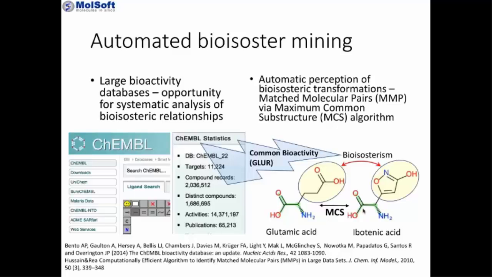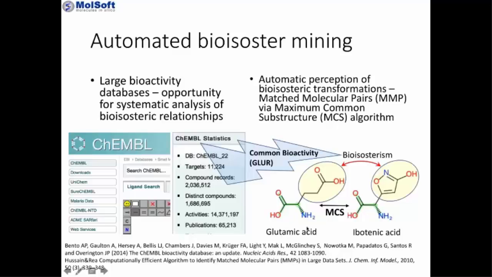I mention in particular ChEMBL here, it's about 2 million compounds and millions of activities, but probably Novartis and other large companies have comparable in-house databases as well that could be exploited. On the other hand, recently fast maximum common substructure algorithms were developed, and using that, the algorithm that determines the so-called matched molecular pairs was developed. What is that, the MCS?